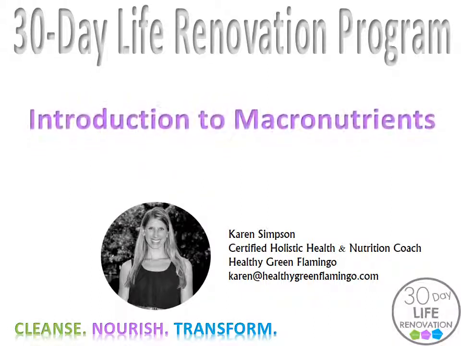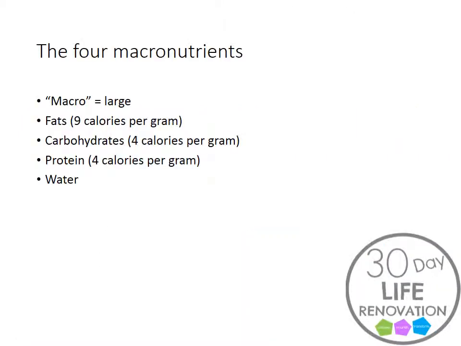Today we'll be talking about macronutrients. So there are 4 different types of macronutrients: fats, carbohydrates, protein, and water. And macro, meaning large, means that these are the nutrients that the human body needs in large amounts compared to micronutrients. So you can see from this slide that fats have 9 calories per gram, and carbohydrates and proteins have 4 calories per gram. And for this reason, that's why fatty foods or foods that contain fats typically have a higher calorie content than foods that contain carbohydrates and protein.